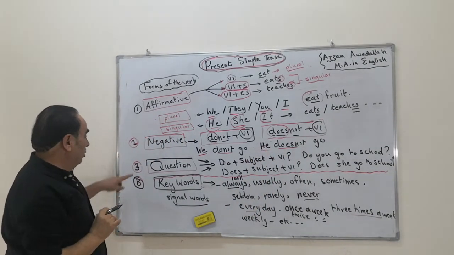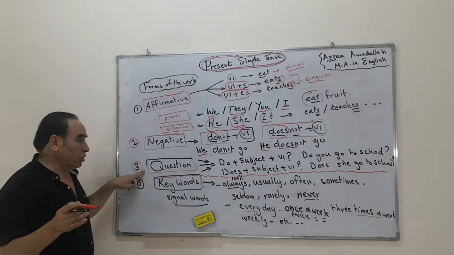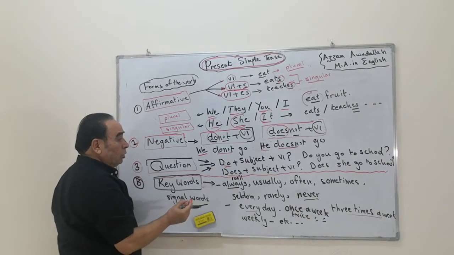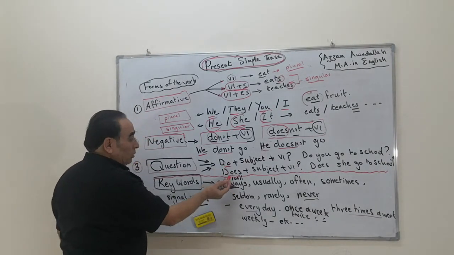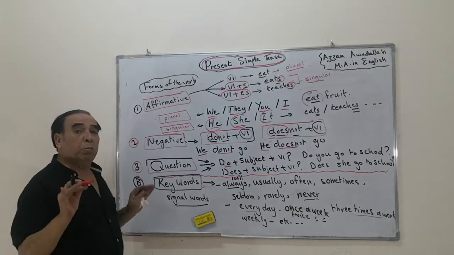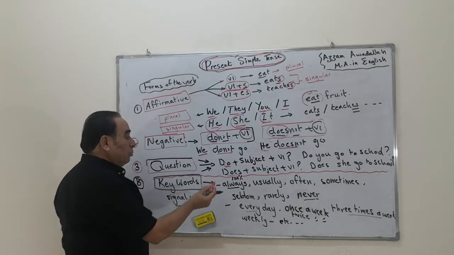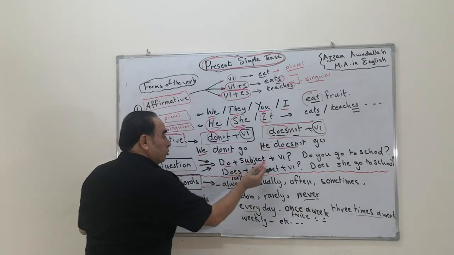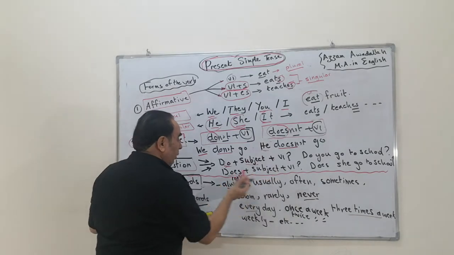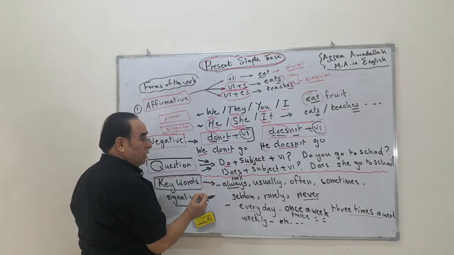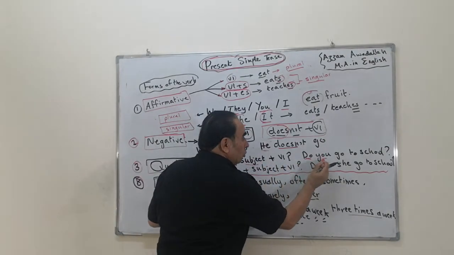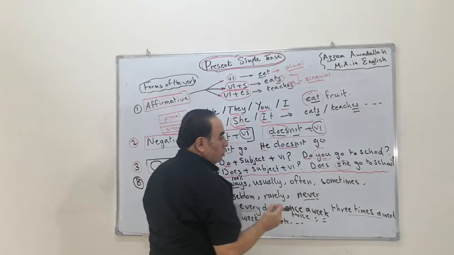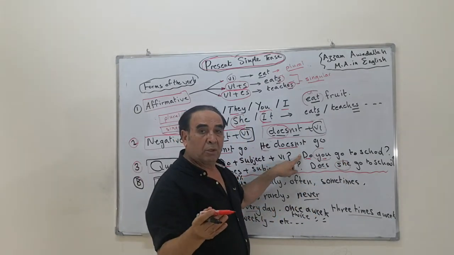Good. What about the question? How do you form the question? Again, we use do or does. Do for the plural and does for the singular. But we insert them before the subject, not after. Do subject verb one, or does subject verb one. Do for the plural, does for the singular. Do you, plural. Does she, singular.